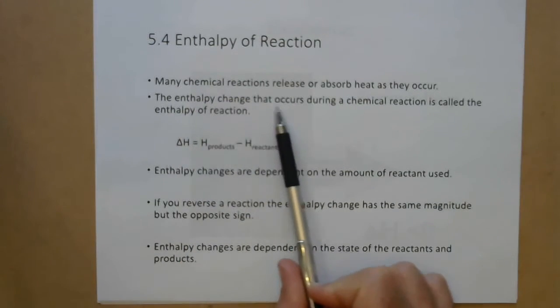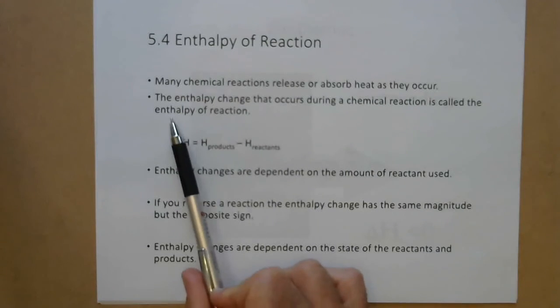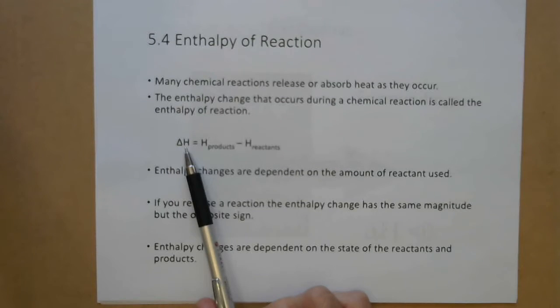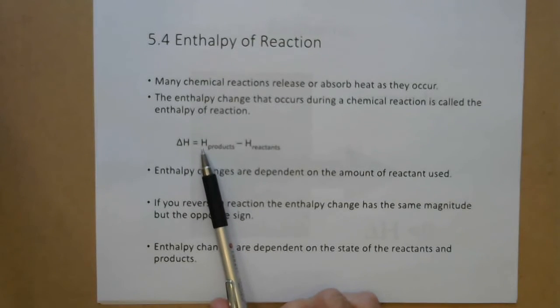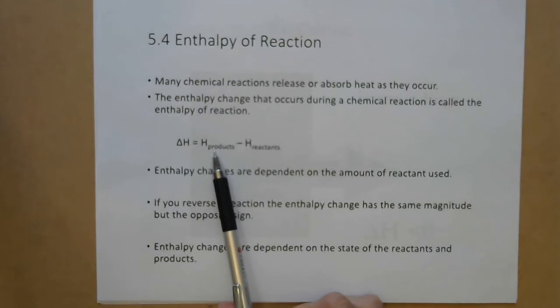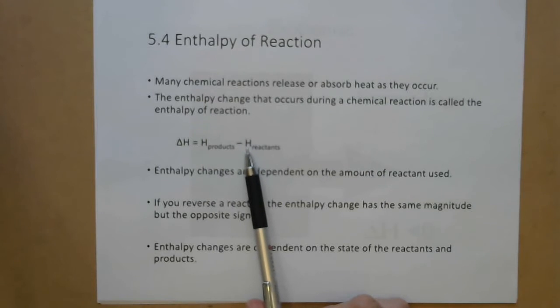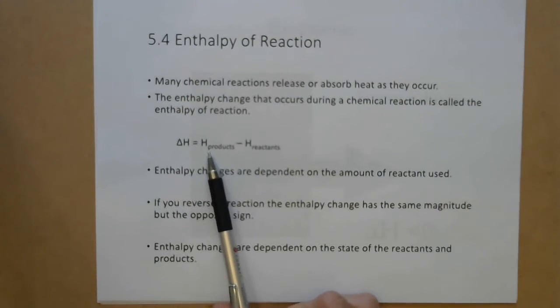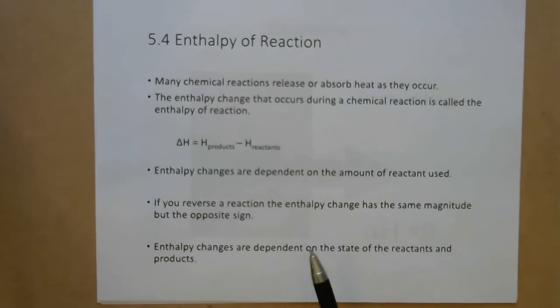So the enthalpy change that occurs during a chemical reaction is called the enthalpy of the reaction. The enthalpy of a reaction can be found if you know how much heat energy is in the products, and you subtract that from how much heat energy or enthalpy is in the reactants. Whenever you see the delta, remember that means change. So delta H means the change in how much energy the products have versus how much energy the reactants had.